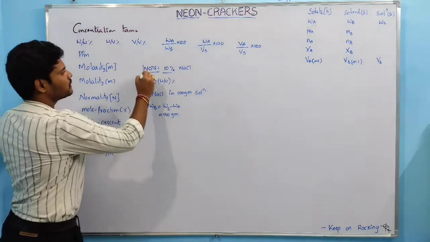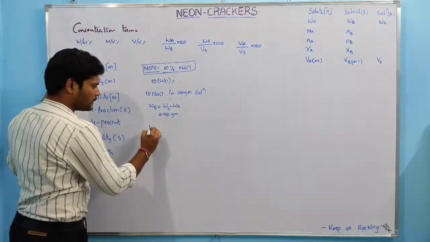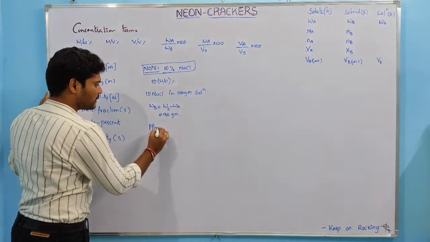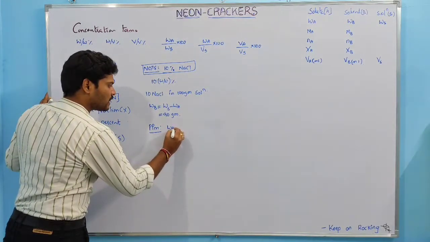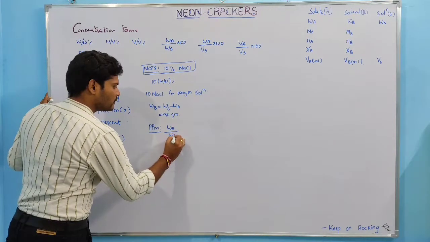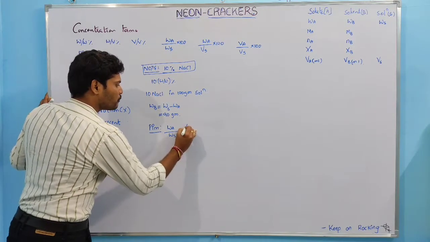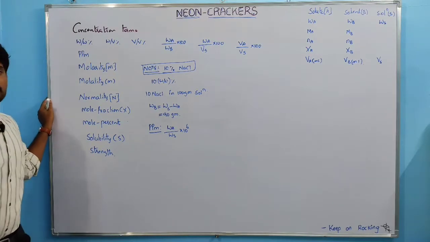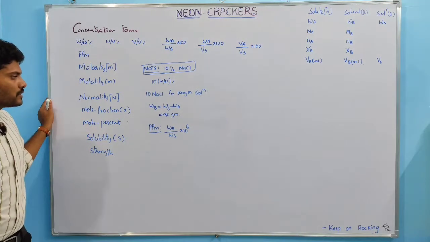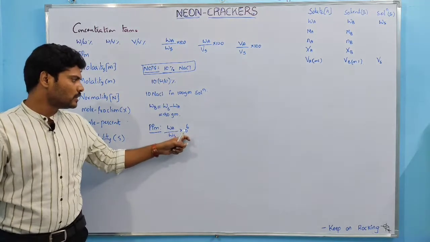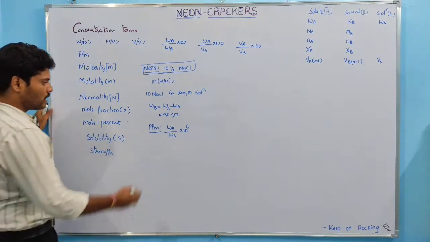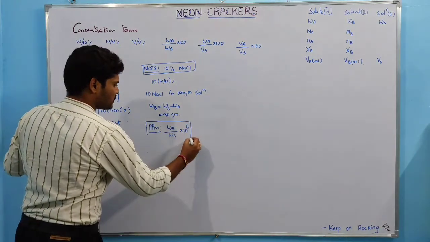This is very important: parts per million, ppm. It is indicated here itself: weight of the solute in grams that is dissolved in a million grams of solution. So it is indicated by Wa upon Ws into 10 to the power of 6. Now this is another weight concentration term.